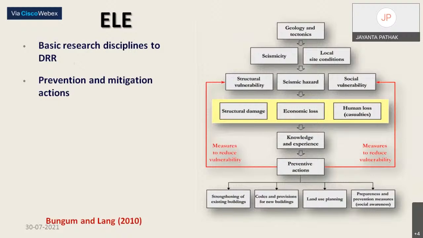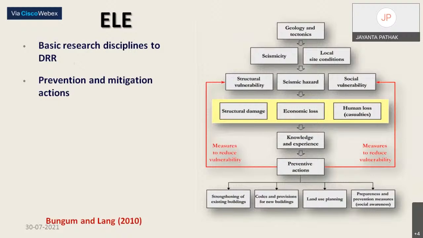The knowledge and experience we gain from this, when we create a scenario, once you know the scenario, we can prioritize our retrofitting strategies. We can prioritize our objective to create open spaces for homeless people. We have to have our machineries to remove debris. So all these things can be planned, and we know the areas which are worse than the other areas. Strengthening of existing buildings, codes and provisions for new buildings, land use planning. So all these things will follow after we establish a good ELE model for a city.